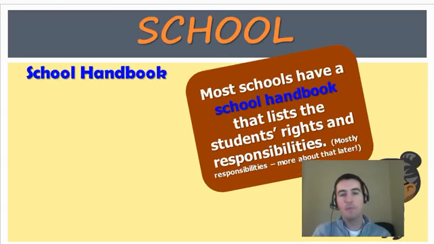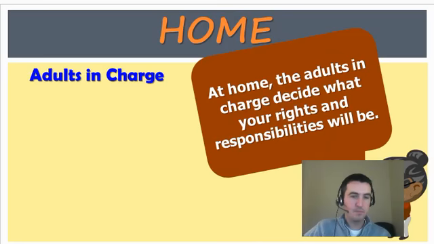What about our school? In our school we have a school handbook. That school handbook shows the things that you can do, the things that you should do, and the things that you have to do. So the source of all those things at a school level and what it means to be a citizen at a school comes from the school handbook. At your house, the source of the rights and responsibilities that you have comes from the adults or whoever's in charge.